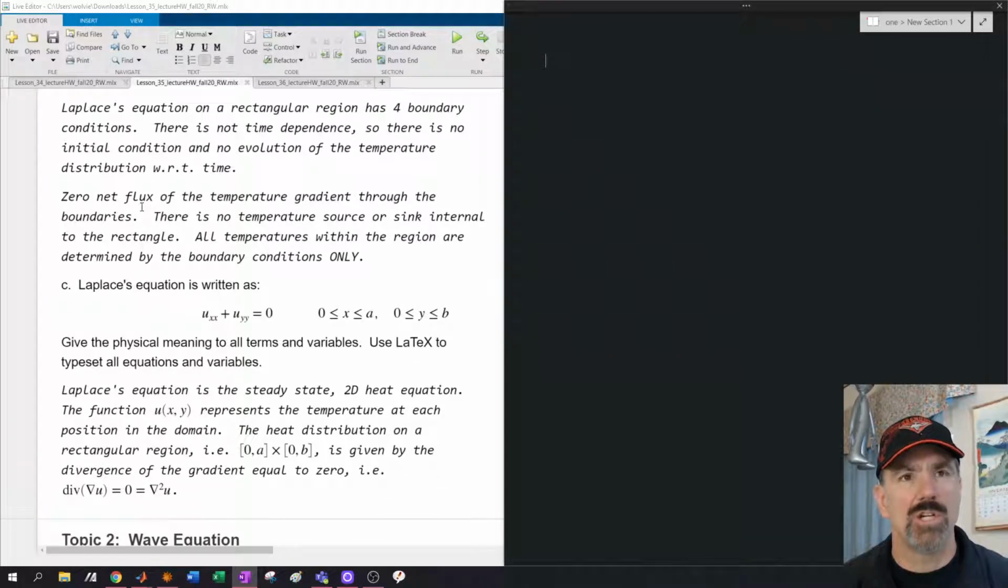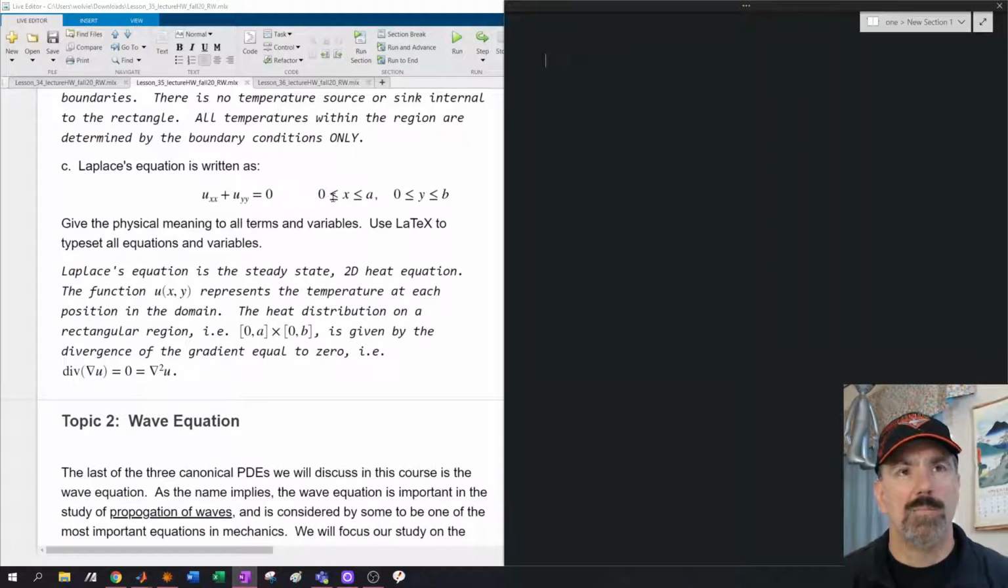And the equation tells us that we have zero net flux of temperature through the region that we're considering. And so there's no temperature source or sink that's internal to our rectangular region. And all of the temperatures inside of the rectangular region are determined by the boundary. So this is a steady state condition that is in place because of the boundary conditions.